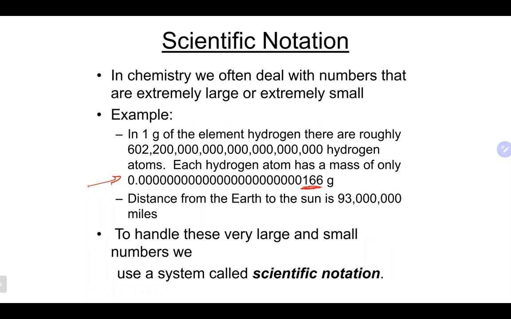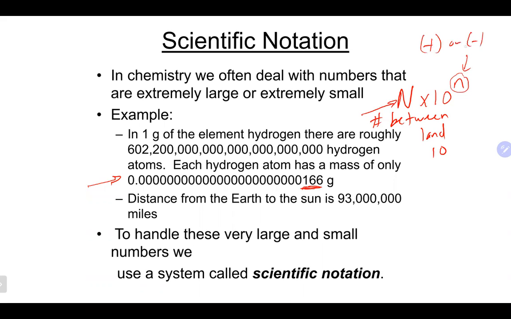When we write something in scientific notation, it has this general form of N times 10 to the n, where N is a number between 1 and 10. Not 1, not 10, but a number between those two numbers. And the exponent up here can be either positive or negative, depending on which way you have to move the decimal point to get your number between 1 and 10.